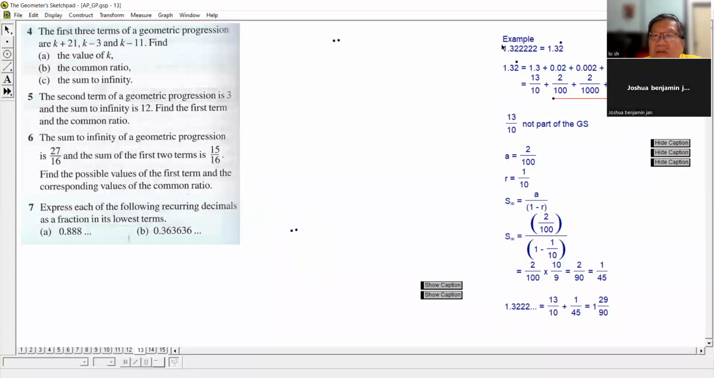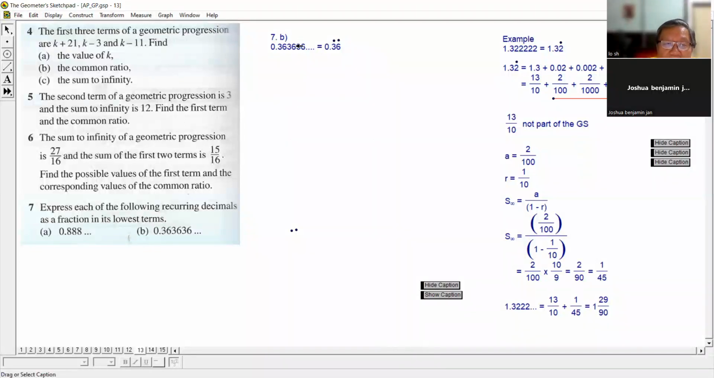0.363636. Now it's not one number repeating, it's two numbers repeating. So these two numbers repeating, 0.363636, how is the short form? The short form is 0.36 with a dot on top of the 3 and a dot on top of the 6, right? So this means the 3 and 6 are repeating. That means two numbers are repeating.